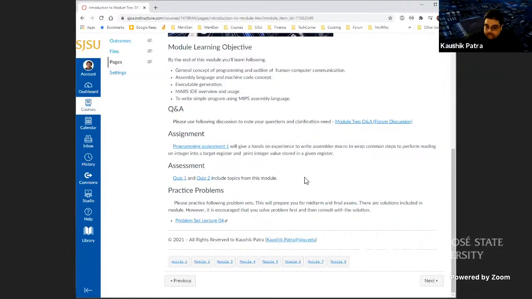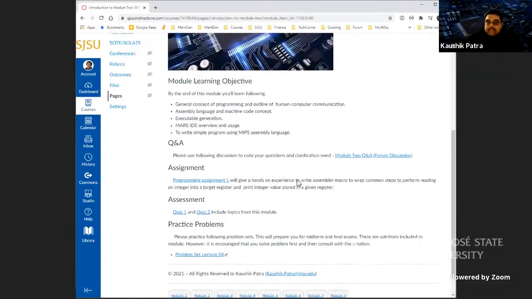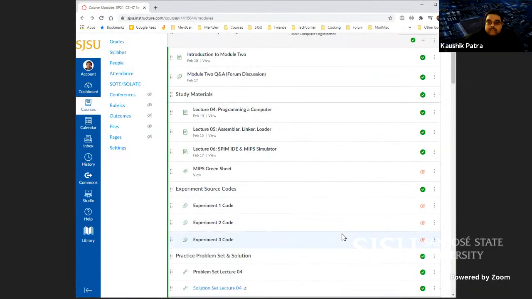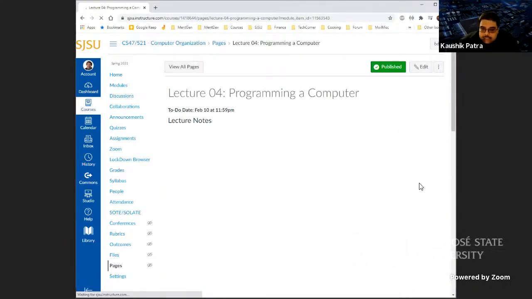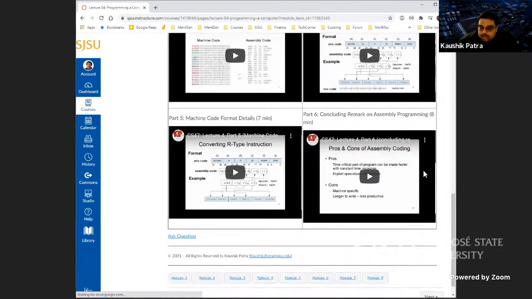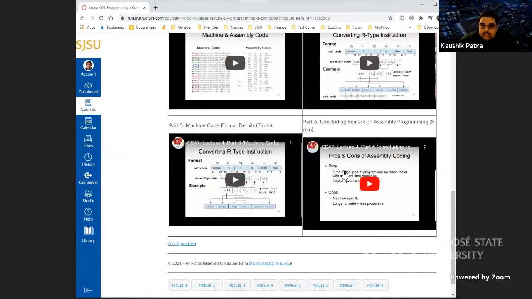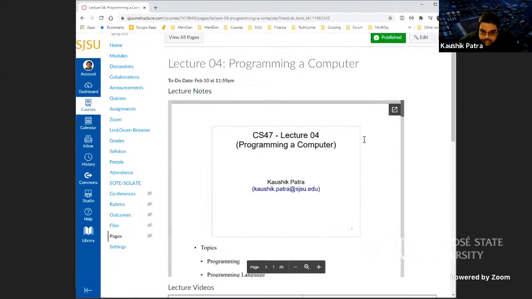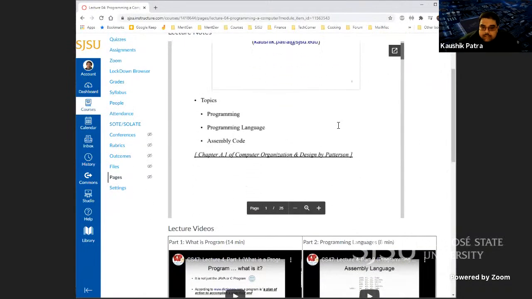It also gives you the module objective, etc. And then the next lecture is on programming a computer. Let's see what is there. First of all, this one has about 6 videos, with different conventions, etc. Let's see what we have on the lecture side.